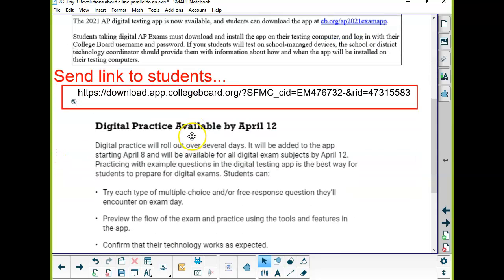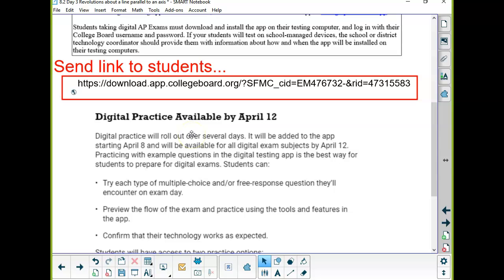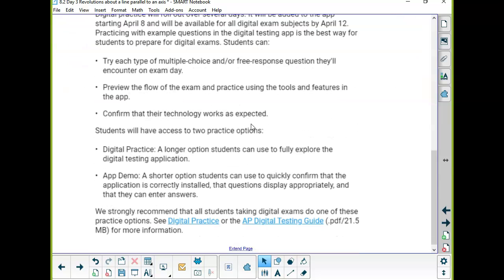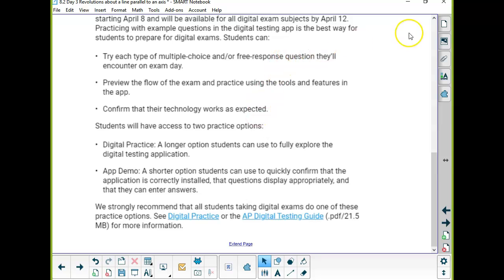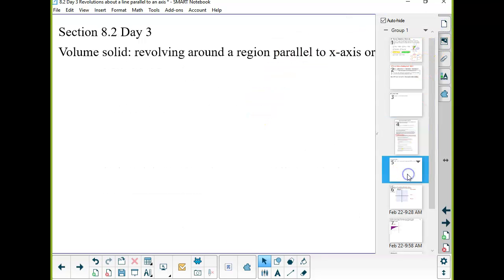Most of us are taking it at home, so I'm going to send this link to you guys later on. There is digital practice, to answer your question, for those who are taking the exam at home. It's just to see: does the lockdown browser work? Do you know how they're going to answer those questions? This is a ton of information, and we're not going to go through it in detail right now.